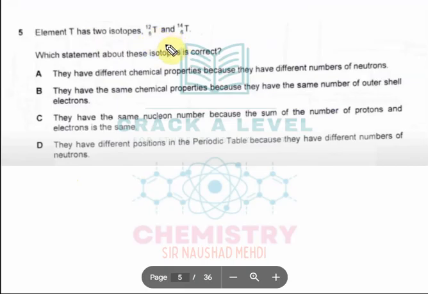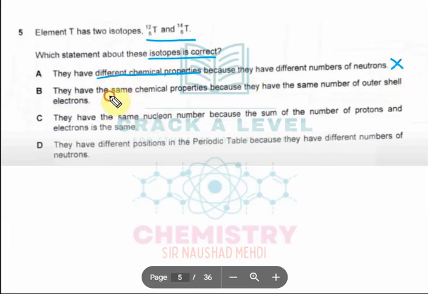Element T has two isotopes. So here we have two isotopes, 12 and 14. So which statement about these isotopes is correct? They have different chemical properties because they have different numbers of neutrons. No, because the chemical properties depend upon the number of electrons, the valence shell electrons, and since they both have the same atomic number or same number of protons, their electrons are also the same. So their chemical properties are also the same. Okay, so isotopes have the same chemical properties. So this is not correct.